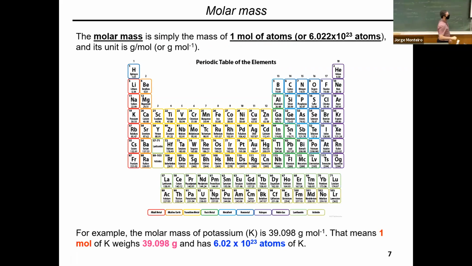Okay, very good. So let's move on to the next concept here, molar mass. The molar mass is simply the mass of 1 mole of atoms, or 6.02 times 10 to the 23rd atoms. And its unit is grams per mole, or also represented by grams space mole to the -1.